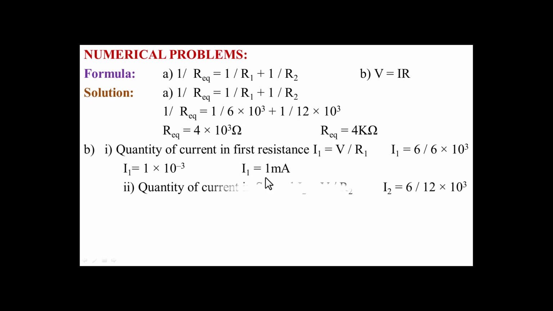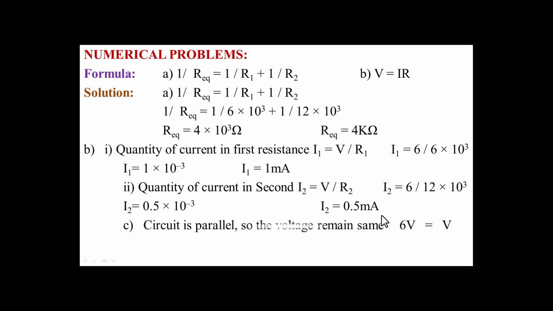Similarly, we can find the quantity of current in second resistance. So I2 is equal to V upon R2. That is, I2 is equal to 6 upon 12 multiplied by 10 raised to power 3. 6 ones are 6, 6 twos are 12. 1 upon 2 is equal to 0.5. So 0.5 multiplied by 10 raised to power minus 3. This implies that I2 is equal to 0.5 milliampere.